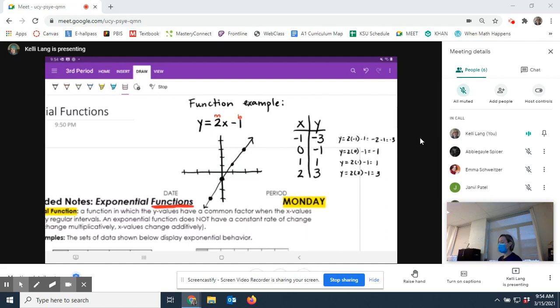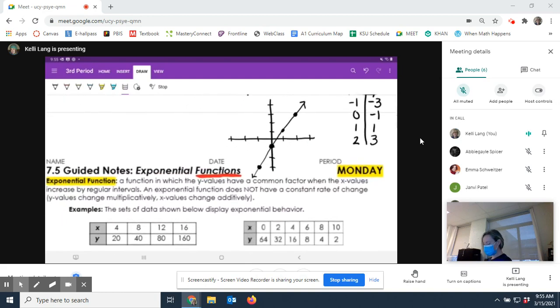So functions don't all have to look like lines. There are different types of functions, and one of those different types of functions is exponential functions. So I just wanted to do this quick example at the top of the screen to kind of orient us, to remind us of some of the things that you may already know about functions. And now we're going to talk about what's so special about exponential functions.